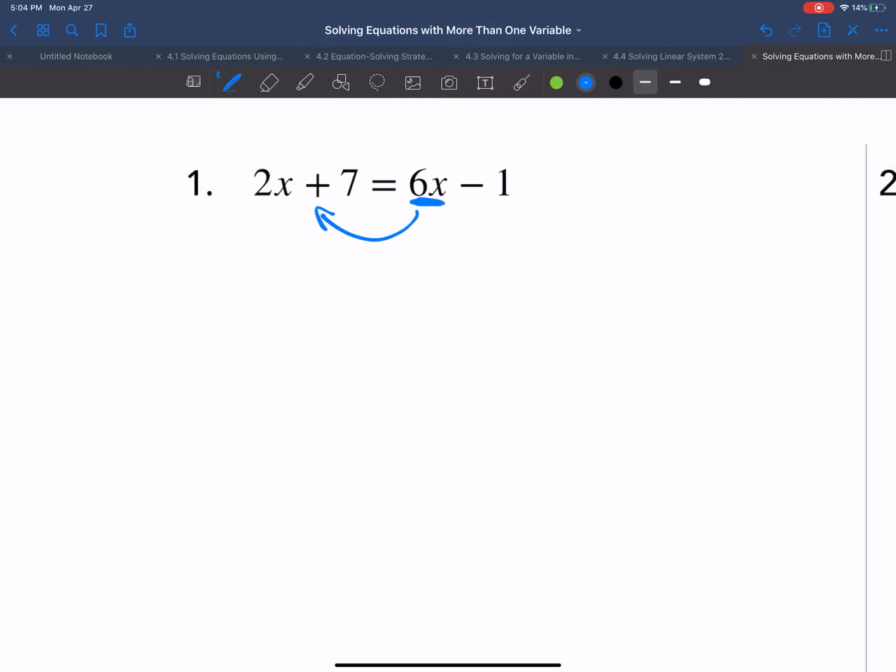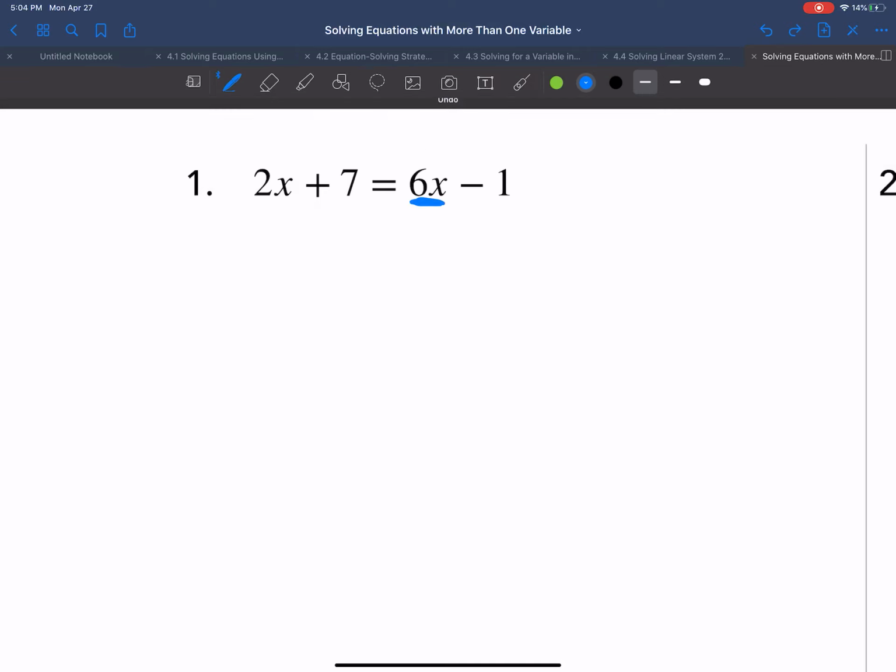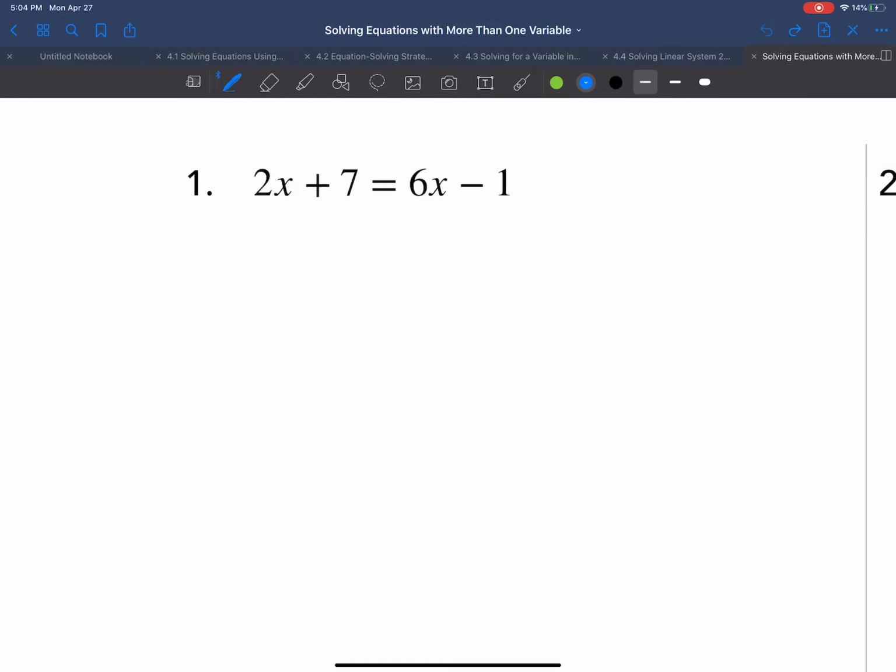So the way that I'm going to do that is do the opposite. The opposite of positive 6x is negative 6x. And whatever I do to one side, I have to do to the other. It's just like how we solved equations before. So if I simplify now, because I subtracted 6x from 6x, 6x minus 6x is 0. So that's gone.